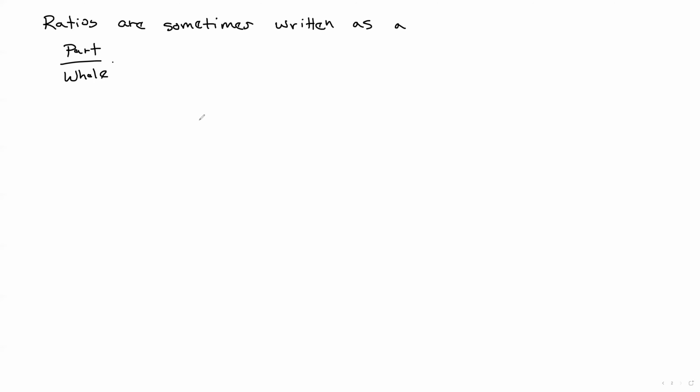Let me give you an example. Let's say you have 5 men that you're collecting data from, and 2 of the men have long hair. A ratio would be that there are 2 men with long hair over 5 total men. That's a ratio, right? We have a quantity in the numerator and a quantity in the denominator.